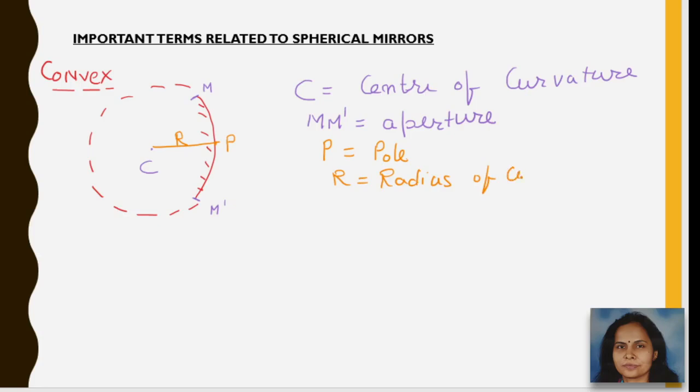So whether it's radius of curvature, center of curvature, or principal focus: the midpoint of P and C is known as the principal focus, and in case of convex mirror, they are lying behind the mirror. So this is known as the principal focus. Now the last one is the distance between P and F, which is represented by small f. This is known as the focal length.